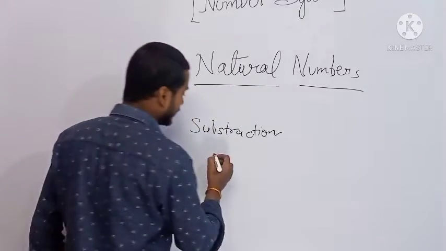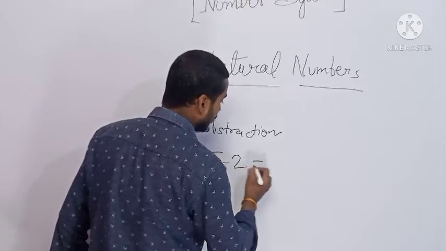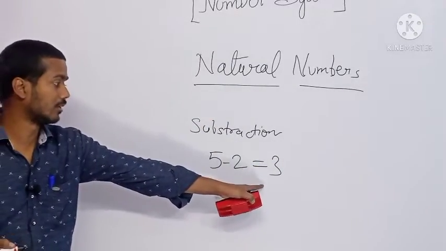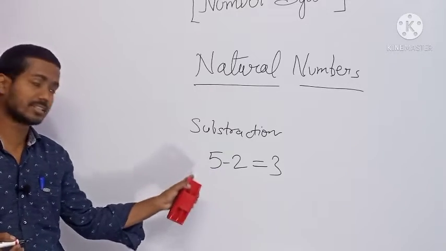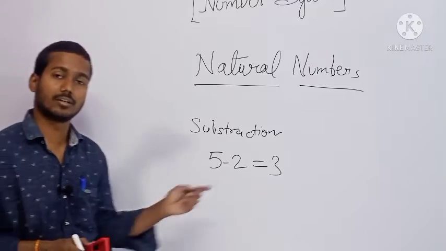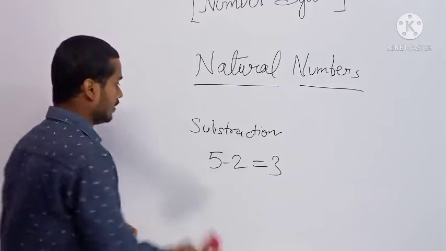Remember that after subtracting two natural numbers, we don't always get a natural number. But let's subtract 5 minus 2. We get 3 as a result, and 3 is a natural number. So here it is possible, but in the previous case we did not get a natural number as a result; we got a negative integer.